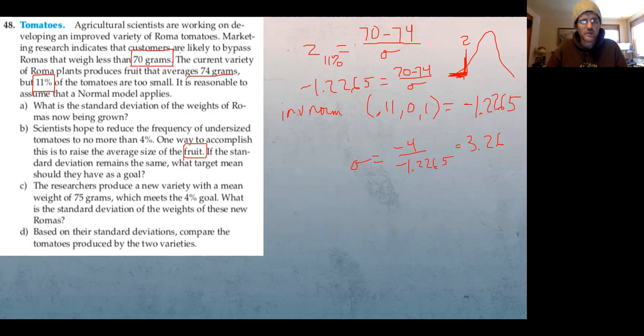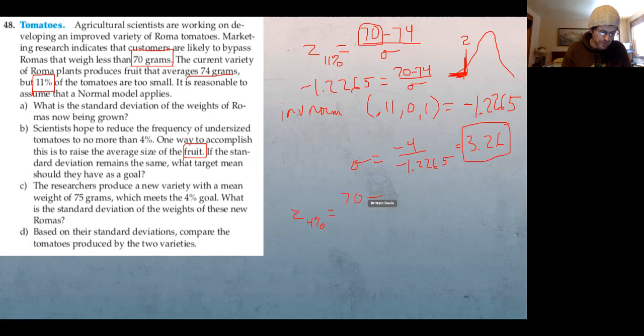The standard deviation remains the same. Our standard deviation will be 3.26. People are still going to reject it at 70 grams. So here's what we're doing now. We are trying to figure out what our target mean is. Now, we want a z-score for 4%, because they're saying we only want 4% of these to be rejected. And that makes sense. People are going to reject it at 70.